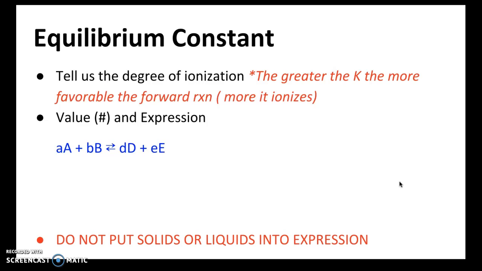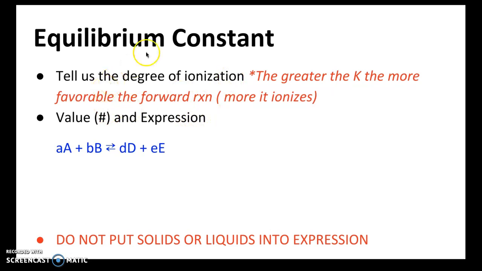What we're going to use is what's known as the equilibrium constant, and what the equilibrium constant does is it tells us the degree of ionization, and the greater the K, the more favorable the forward reaction, meaning the more it ionizes. K is used for all sorts of things, by the way. It basically tells us how much the reaction goes in the forward direction.